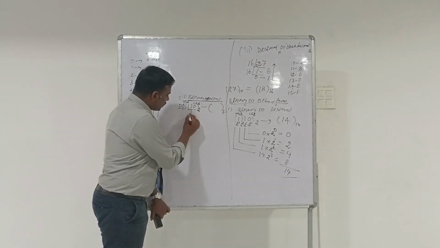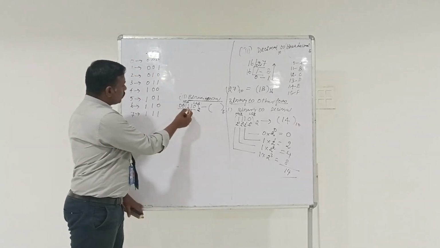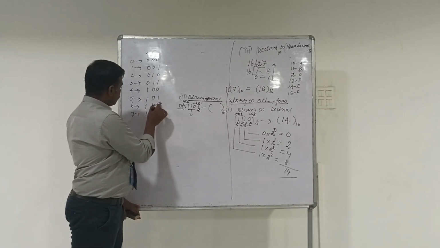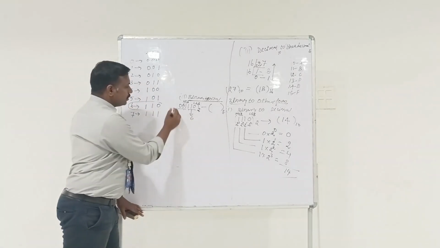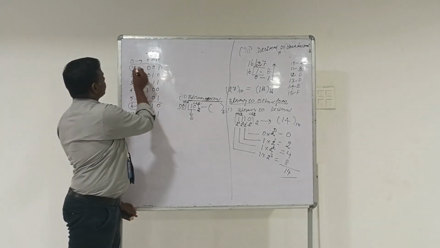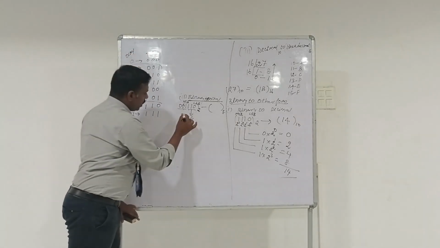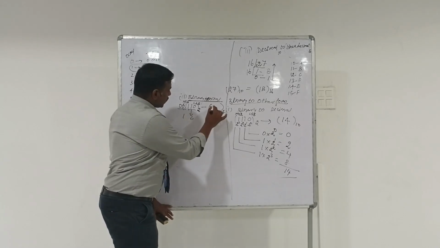Now how to represent this octal value. Already we explained here: 110 is 6. Then 001 can be represented in octal as 1. Okay, this is the octal 1. And therefore this answer is 16.